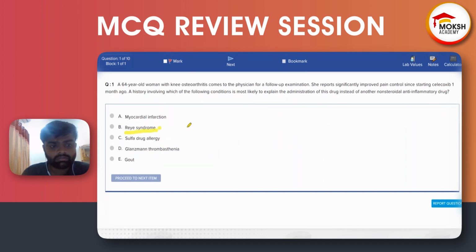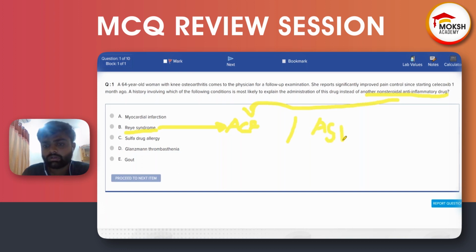Reye syndrome, we can give acetaminophen, that is also an NSAID, but we cannot give aspirin. So this cannot be the right answer. In gout, we can give NSAIDs. Remember.